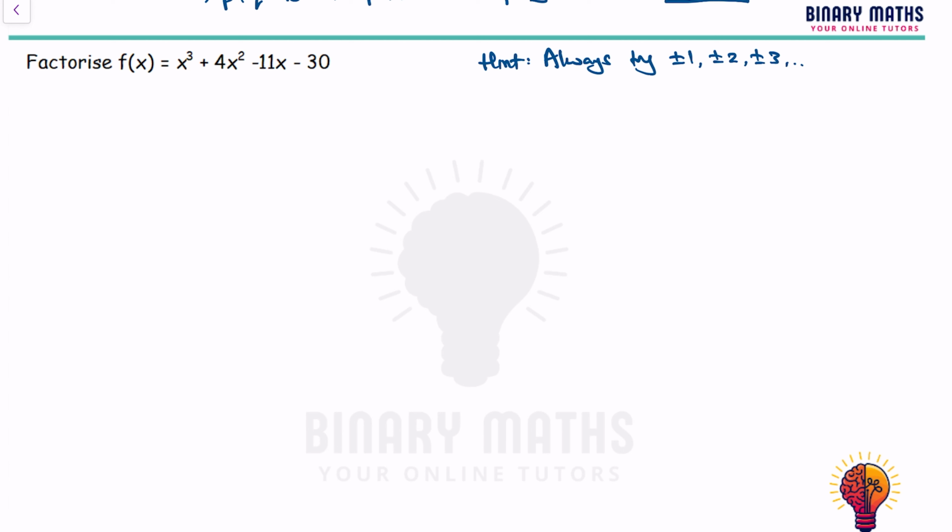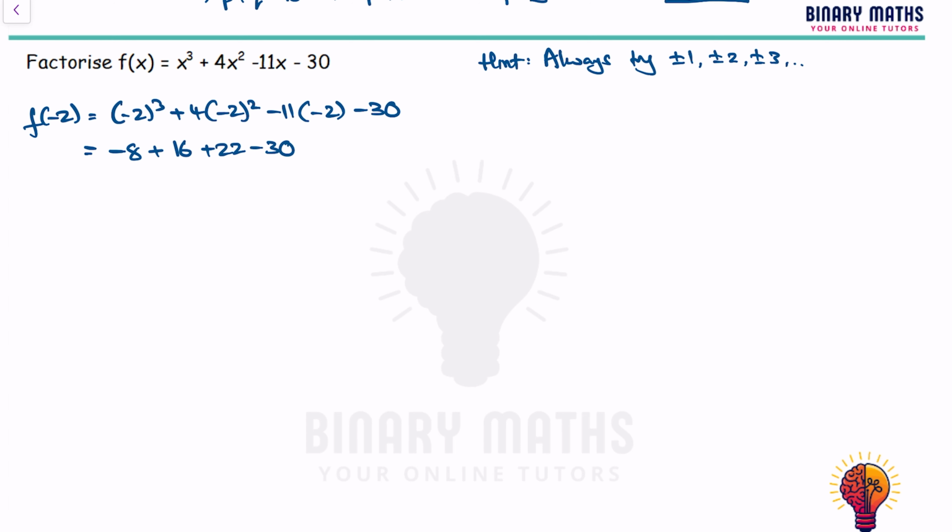So I'm going to choose, I just feel like because I've got a negative 30 there, it must be a negative value. I think minus 1 is not big enough, so I'm going to go for minus 2. So let's do f of minus 2. f of minus 2 is minus 2 cubed plus 4 times minus 2 squared minus 11 times minus 2 minus 30. So if I do that, that gives me minus 8 plus 4 times 4, which is 16, plus 22 minus 30. And that does give me a value of 0.